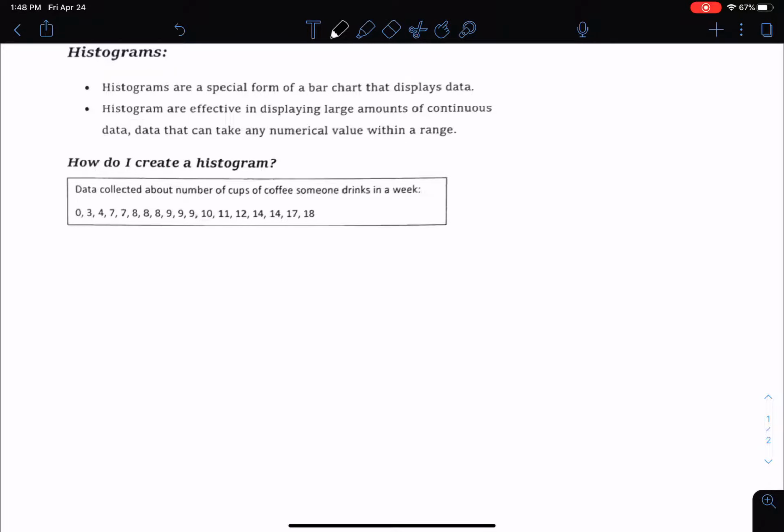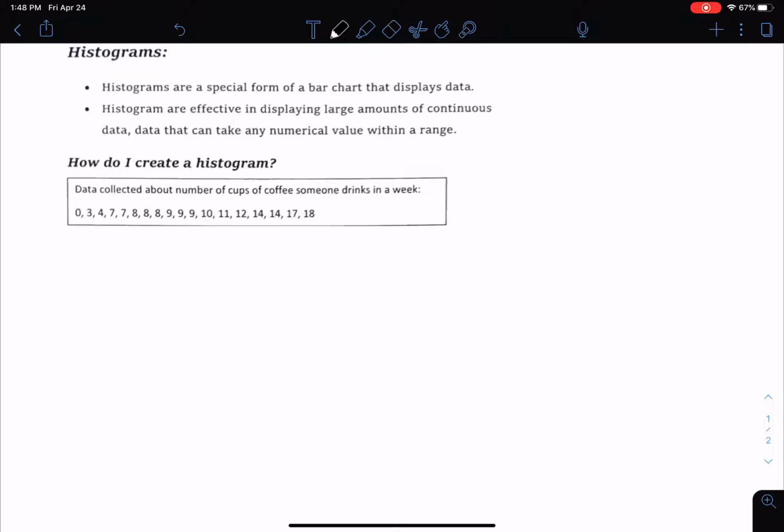Okay, so in this example, I'm going to do the example problem in the packet. How do I create a histogram? Given the data here is data collected about numbers of cups of coffee someone drinks in a week. So it's one person, and this is every day, how many cups of coffee did they drink?